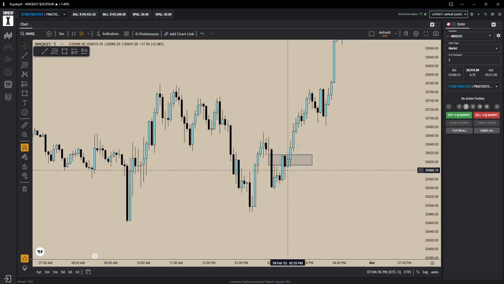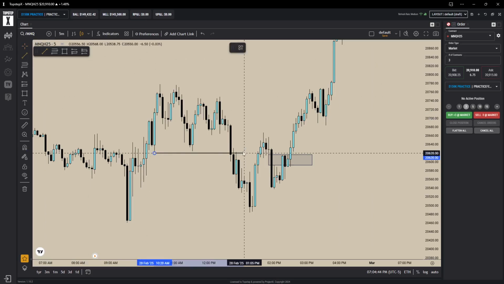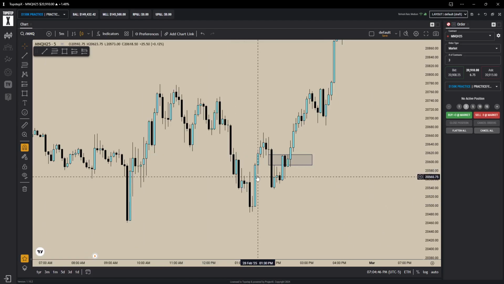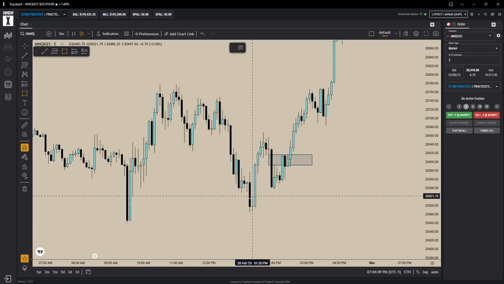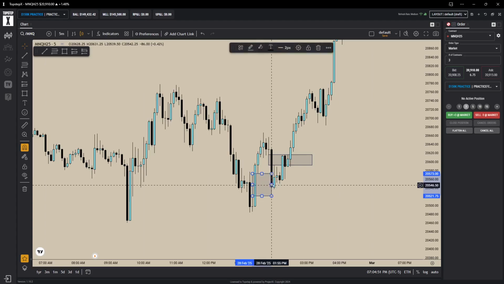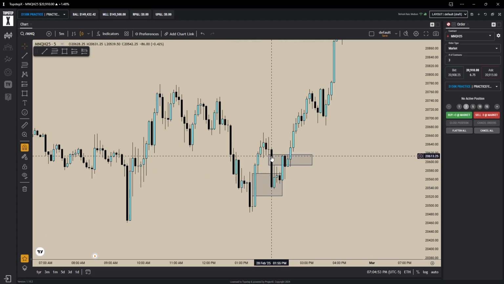Anyway, here we are. So this is a 5-minute inverse, right? Okay, so boom. We come down, we sweep all of this liquidity, we create this 5-minute imbalance, which we tap back into, and on that same candle that tapped in is the one that we ended up inversing.